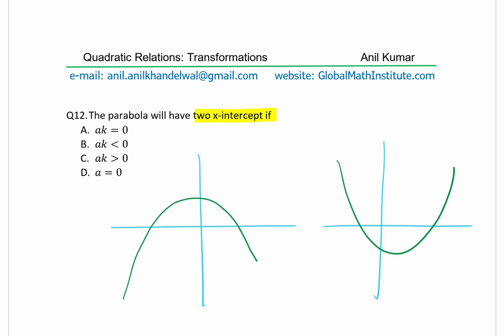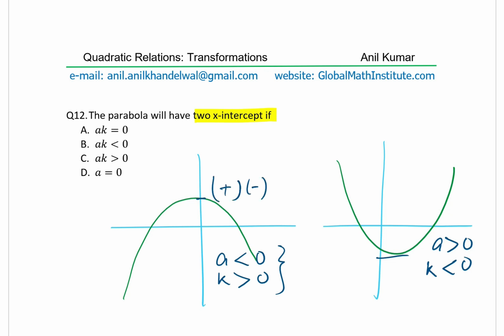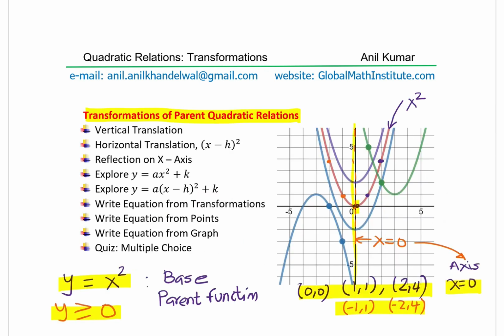Well, in this graph, a is less than 0, but k is greater than 0 because it has moved up. In this case, a is greater than 0 since it is opening up, but k is less than 0 since the vertex comes down. When you multiply a positive and a negative value, either way, we get a negative number, so their product should be less than 0. So those are some very important questions which you have to keep in mind when you're working on transformation of quadratic functions.